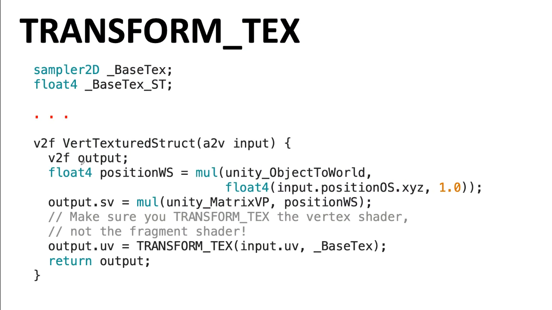So this is the last shader that we looked at in the last lecture. In the vertex shader, we take our positions in object space and turn them into world space, and then we turn them from world space into clip space. And as far as the texture coordinates, we're just essentially passing those directly through, but we're first running them through this transform tex macro to be able to handle offsets and scaling of textures in the Unity inspector. If you're not using Unity, you won't have something like that.